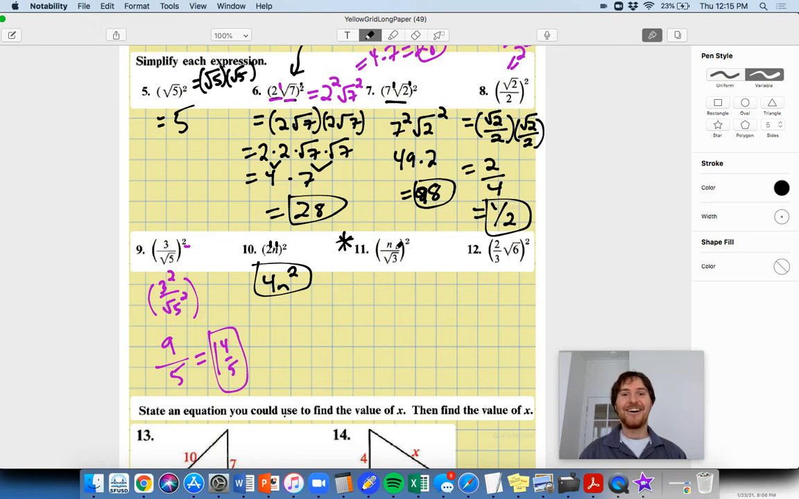Anyway, n squared over root 3 squared. This is actually pretty easy. N squared over 3. So I'm choosing some pretty easier problems to do with you guys here. Hang out with me. We got it. N squared over 3. That's as simple as we can get here. Last one is up here.